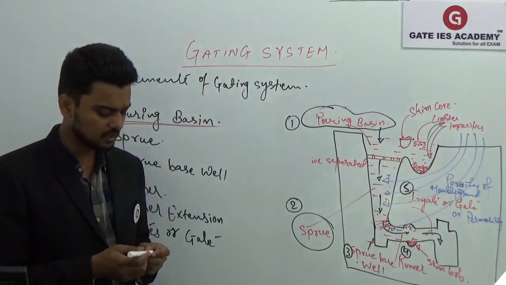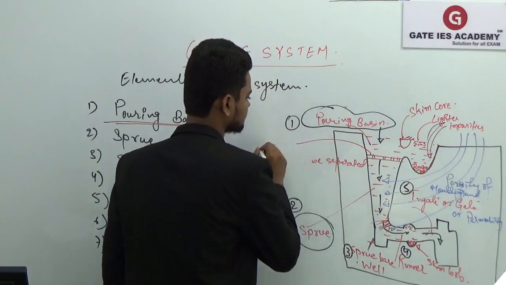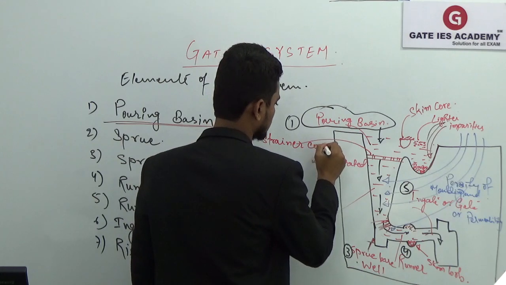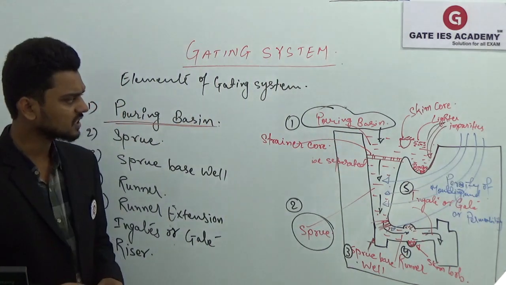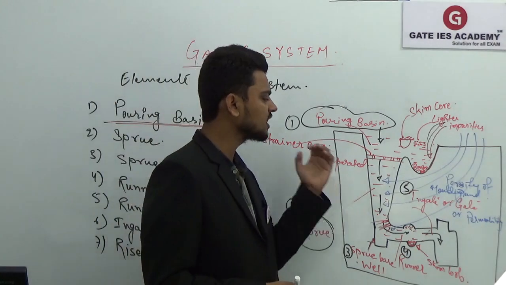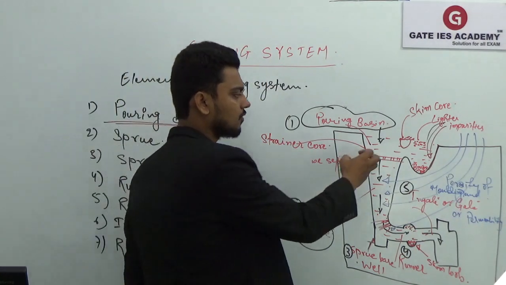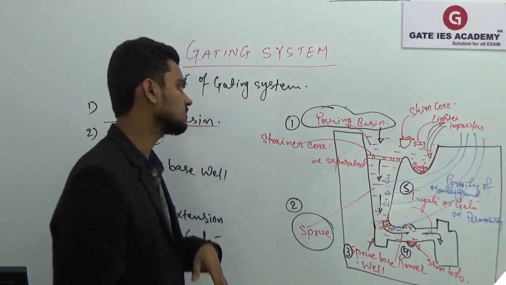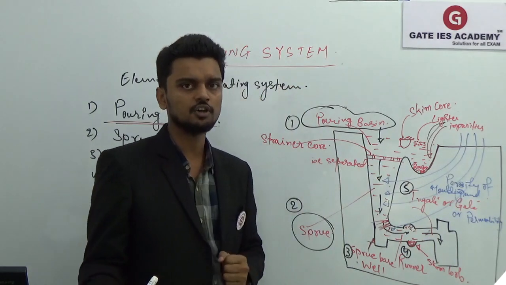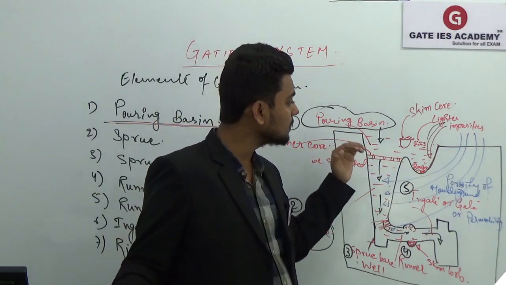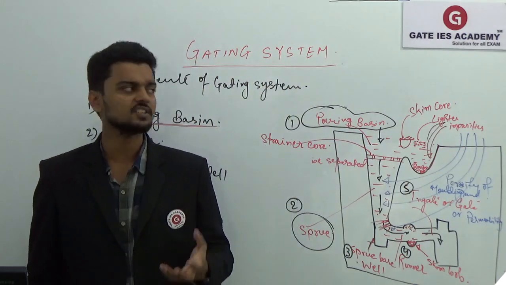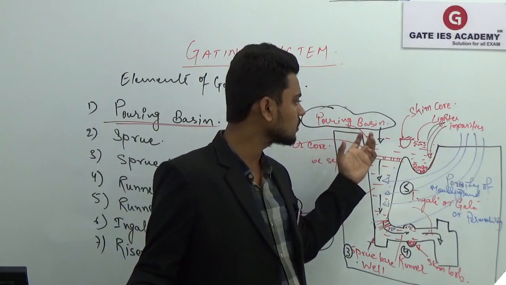And here you can see this is your strainer core. It is a metallic plate coated with ceramic, having a number of holes, so that it also separates the impurities present in your molten metal. At the same time, it will maintain the constant head in your pouring basin. So this is the main function of your pouring basin.